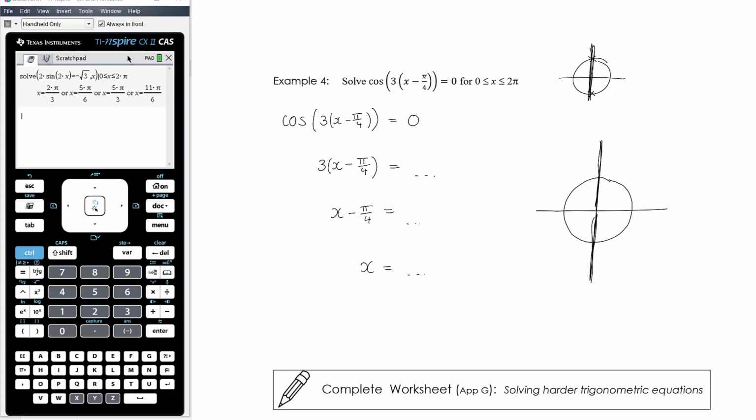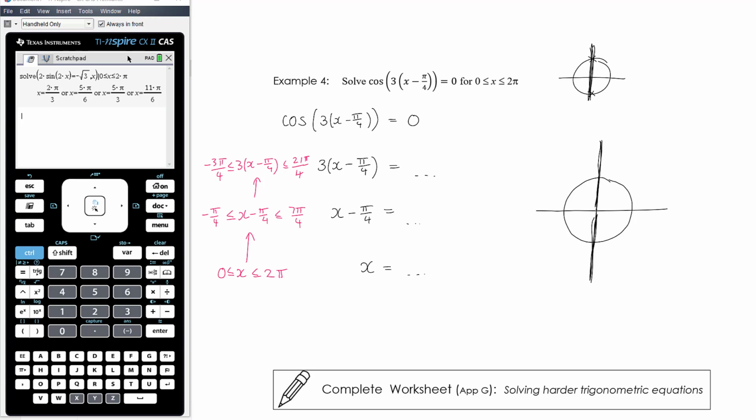Again, let's think about domain. So we know here, at this final line, we want x to be between 0 and 2 pi. So that means that x minus pi on 4 is going to be between negative pi on 4 and 2 pi minus pi on 4. So that's 7 pi on 4. Which means that this line, which is 3 times that, is going to be between minus 3 pi on 4 and 21 pi on 4.